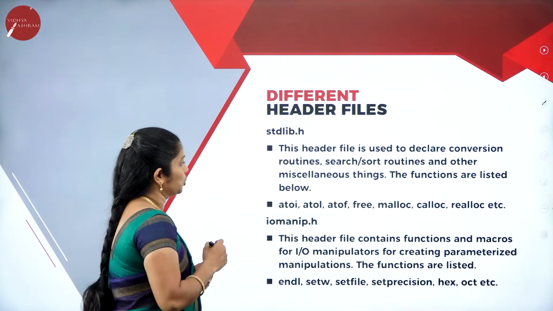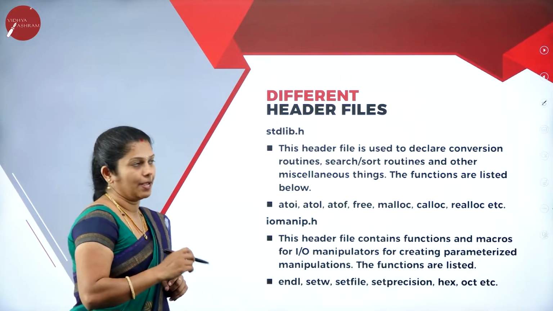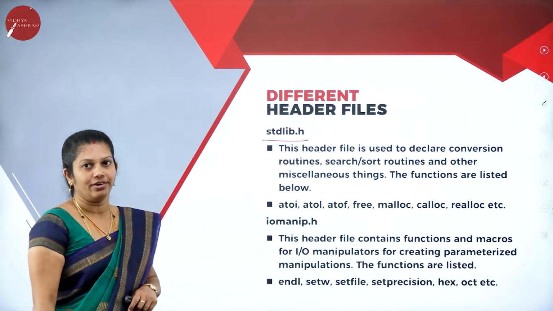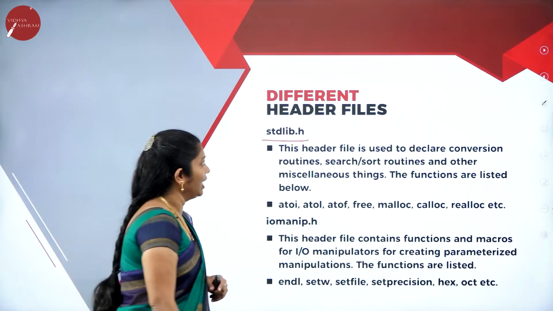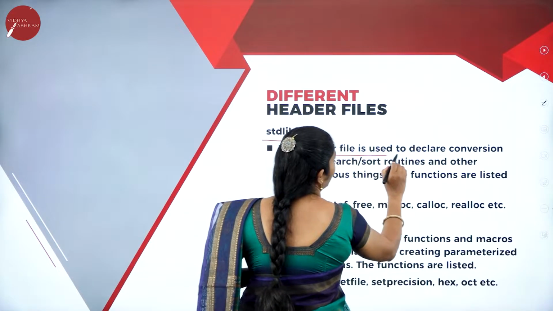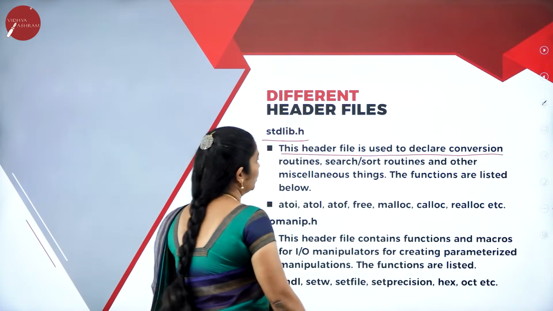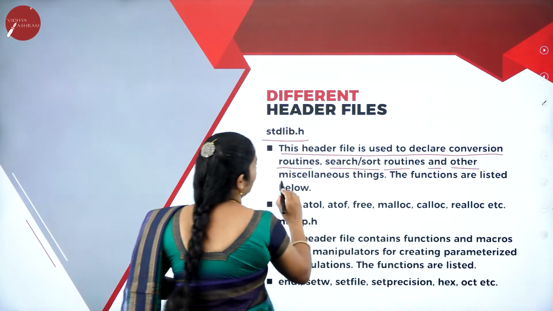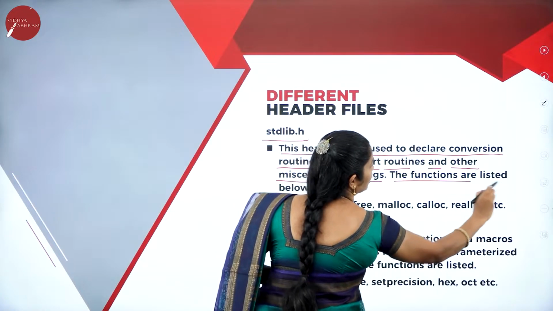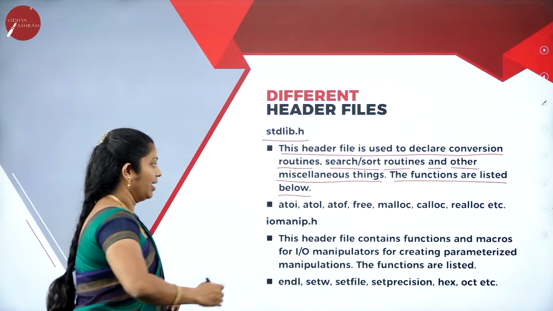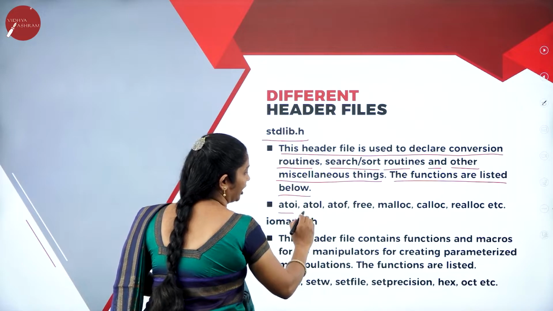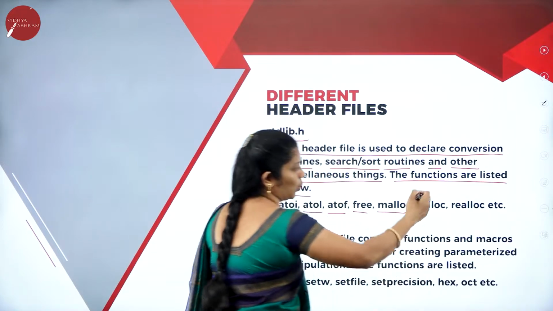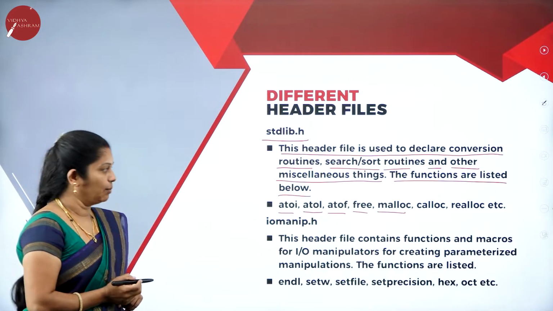Next, we'll move on to the next one, that is stdlib, the Standard Library functions. What is the use of this stdlib? This header file is used to declare conversion routines, search or sort routines, and other miscellaneous things. The functions are listed here, like atoi, atol, atof, free, malloc, and so on. We have some of these functions we can use here.